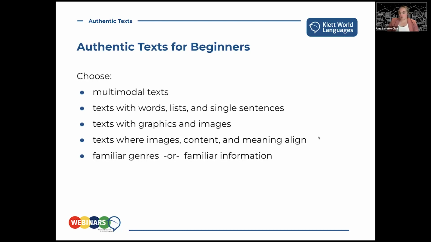Use familiar genres or familiar information. And this is my last recommendation for authentic text. When we're picking authentic text, we want to try with our beginning learners to take only one step away from what they know. And so pick a genre that's familiar when you're working with information that's really unfamiliar, that is hard to understand, or work with information that's familiar when you're working with genres that are a little more distant from what they're used to working with.